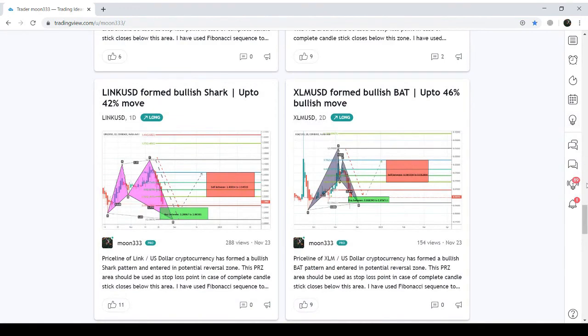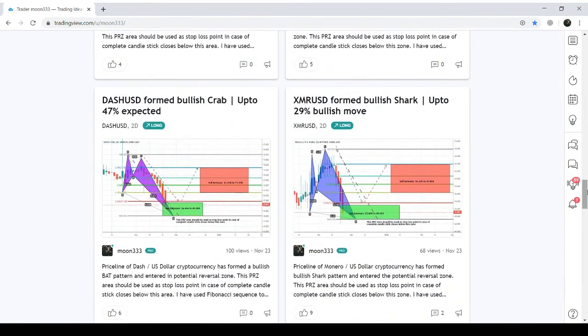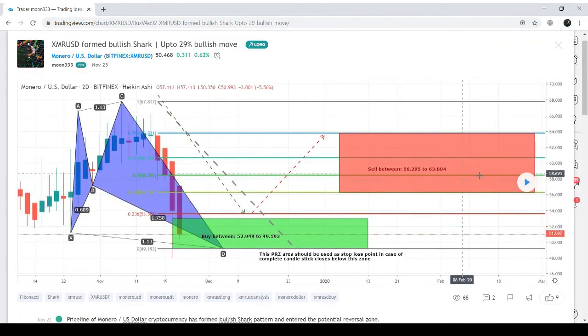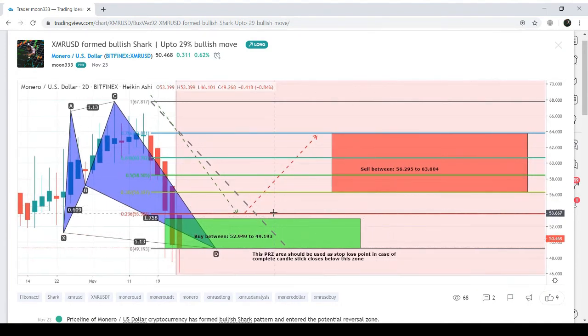After the Link, we have the next coin, Monero or XMR. This coin also has formed a bullish Shark pattern and is just moving within the potential reversal zone. This is the initial leg. The A to B leg is retraced between 0.382 up to 0.618 Fibonacci, and the B to C leg is retraced almost up to 1.13 Fibonacci, which is a minimum requirement for the Shark.